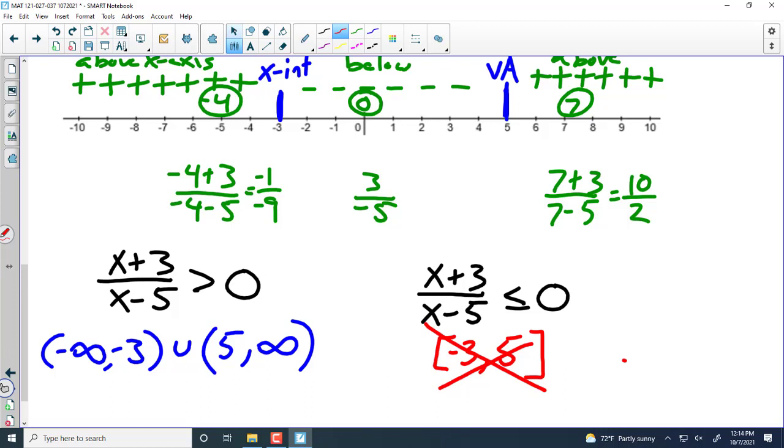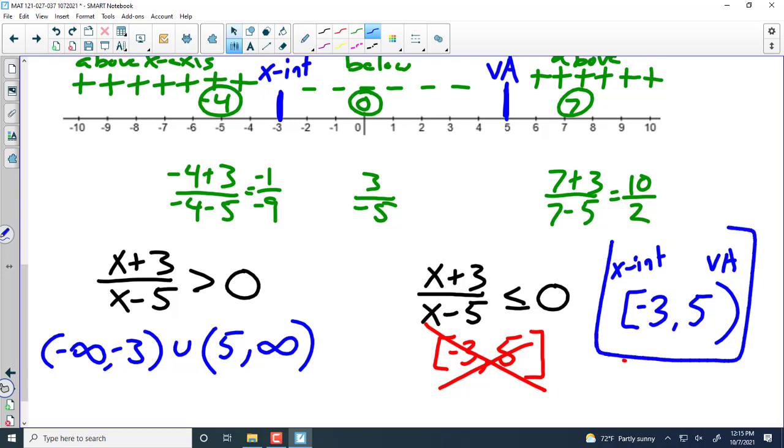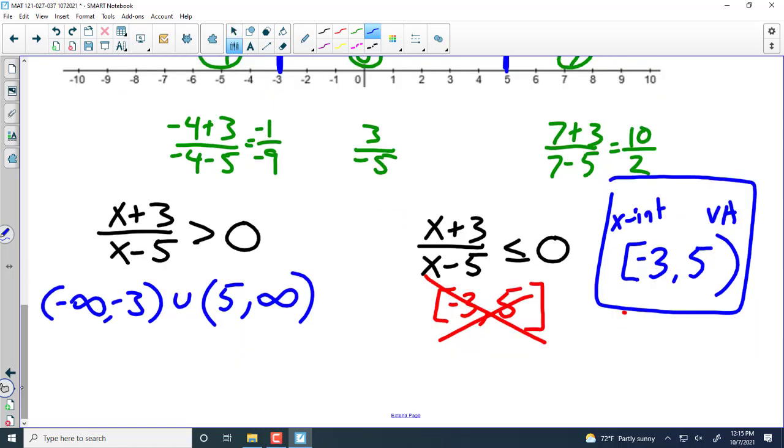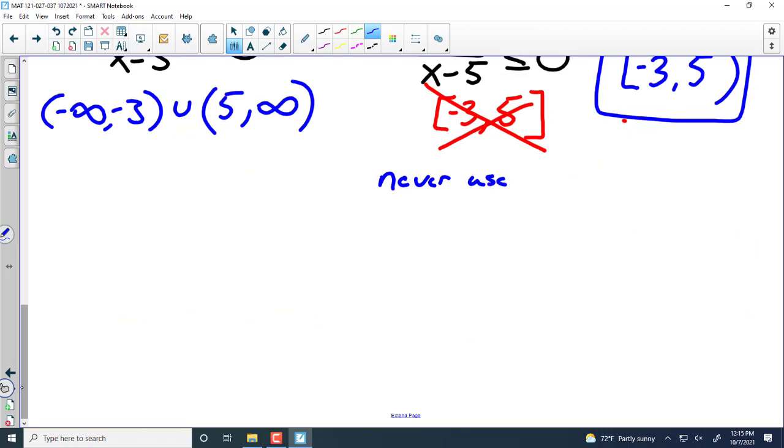The thing that we need to watch out for is this is asking when are we below or touching. And we are below or touching at -3, but not at 5, because at 5, there's a vertical asymptote. And that does not count as a touch. That's just a place where we switch which side we're on. So that's why you do want the bracket on -3, but you want the parenthesis on 5, because you never get to use a bracket at a vertical asymptote. Let's say that. You never get to use a bracket at a vertical asymptote. At a vertical asymptote, never.